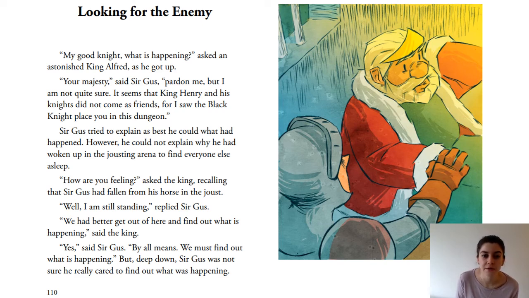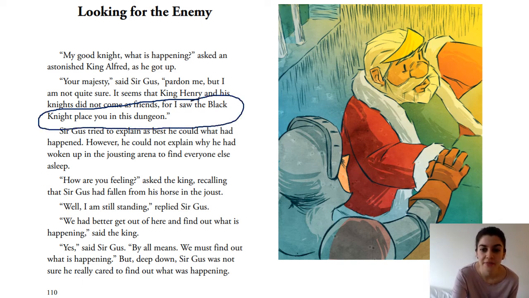Give you a second to look. All right, if you look in the second paragraph, it says right here, "I saw the Black Knight place you in this dungeon." That would be some strong text evidence to show you that King Henry and his knights did not come as friends, because friends would never put you in a dungeon.